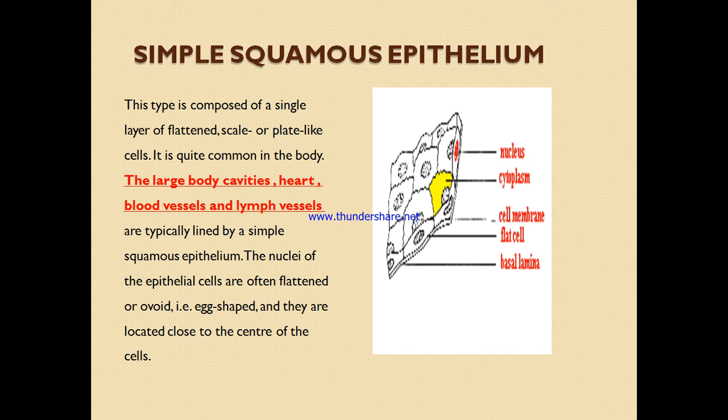This type is composed of a single layer of flattened scale or plate-like cells, common in the large body cavities, heart, blood vessels and lymph vessels. The nuclei are flattened or ovoid, like egg shape, and located close to the center of the cell.